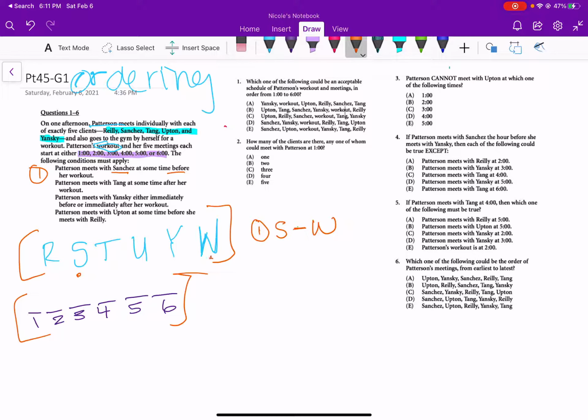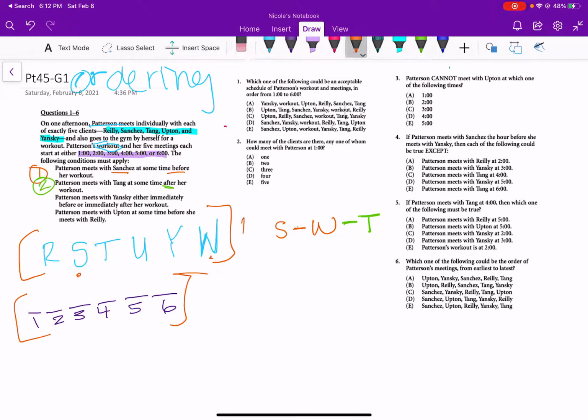Rule 2, Patterson meets with T at some time after her workout. So rule number 2 is that she's going to meet with T sometime after her own workout. So instead of actually writing it like I did here, what I would do is just connect this with rule number 1 and put a dash 2. Because we know since it's all connected, not only does T have to be after W, we also know that W has to be after S as well. So this is going to be rule number 1 and 2.